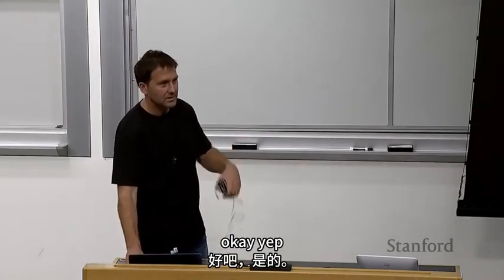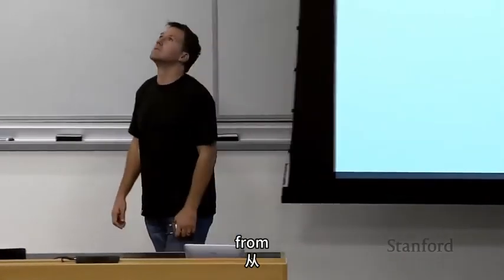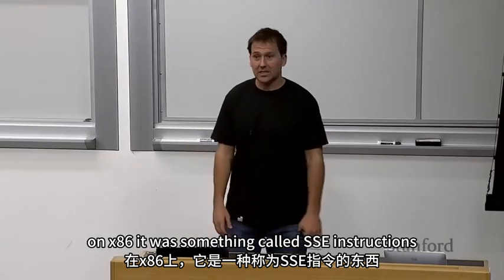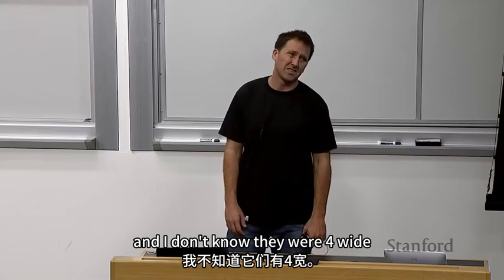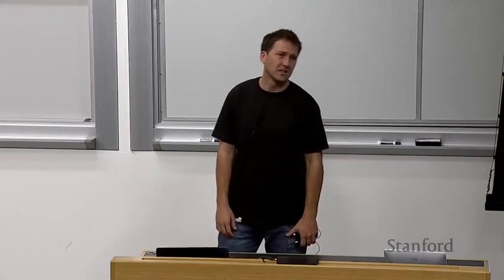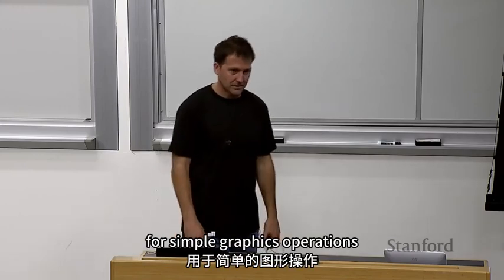Okay. Yep. When will this change? Like when did this change happen, that we move from this vector style process? On x86, it was something called SSE instructions, and I don't know. They were 4 wide. I feel like they were probably early 2000s. Yeah. And they were 4 wide for RGBA for simple graphics operations.